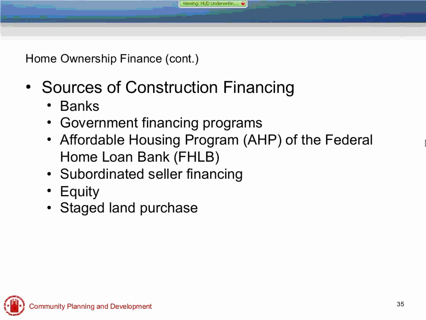The AHP funds can cover home buyer pre- and post-purchase counseling, depending on the area and what you're looking to provide. They can provide home buyer down payment or closing cost assistance. Also can help to cover acquisition, new construction, or rehab. Also subordinated seller financing. Also would be looking for equity, and also staged land purchase could be a possibility with homeownership finance.